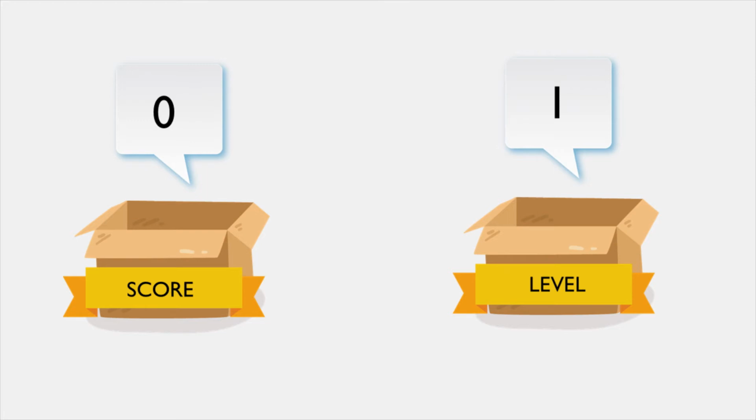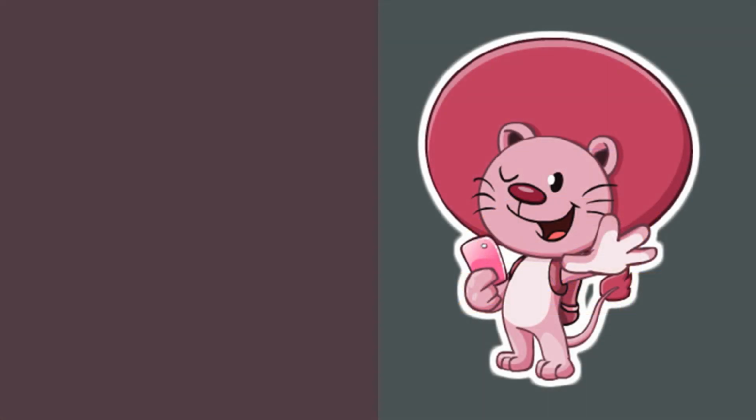As the game progresses, the score will increase and increase. The moment the score hits 100, the level increases by 1. So this is an example of how you can change the variable over time in a game. So that's it. You have learned the concept of variables today.